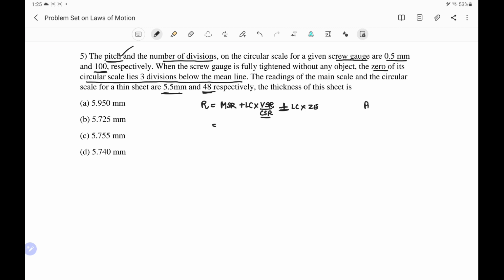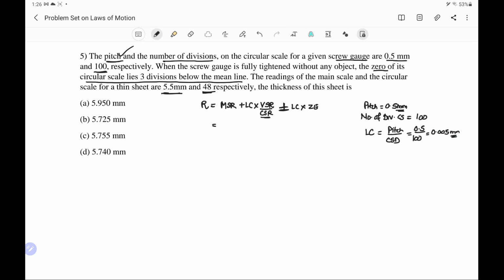Pitch is 0.5 millimeter. It is the distance covered by the circular scale in one complete rotation. Number of divisions on circular scale, it is given 100. So least count of the screw gauge will be pitch by number of circular scale divisions, and it is equal to pitch is 0.5 millimeter divided by 100. So it will be 0.005 millimeter. This is the least count of the screw gauge.